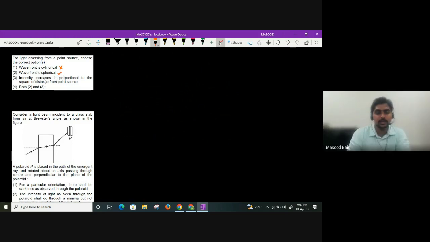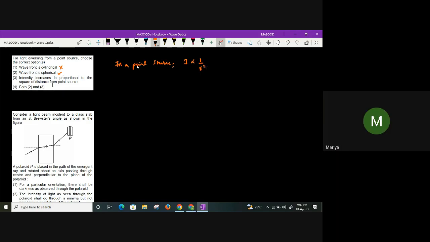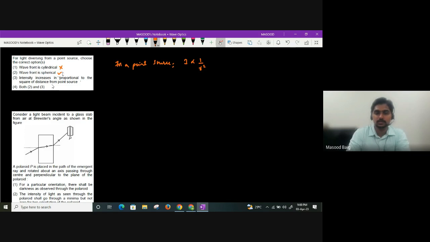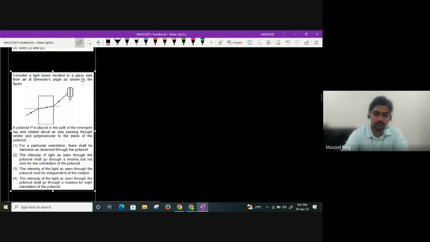Intensity increases in proportion to the square of the distance. Will intensity increase, guys? For a point source, what is intensity? Is it directly proportional to r square? No, inversely proportional. So will it increase with distance? No. So what will be the correct statement, guys? Only the second statement: wavefront is spherical will be the correct statement. Understood, all of you? Yes, sir. Right. Now you see.